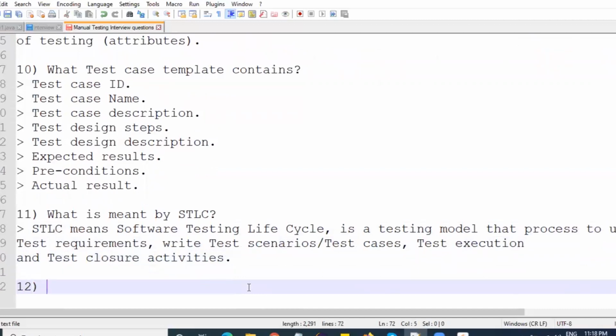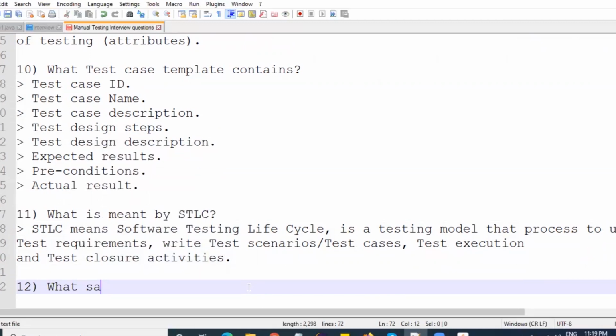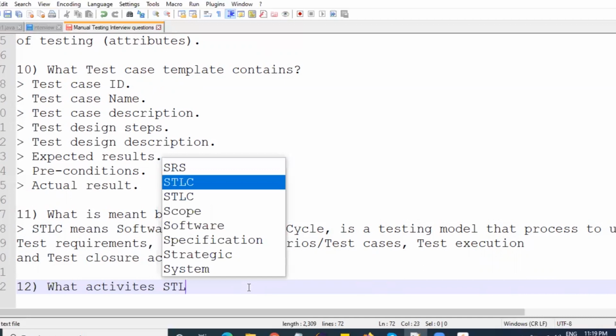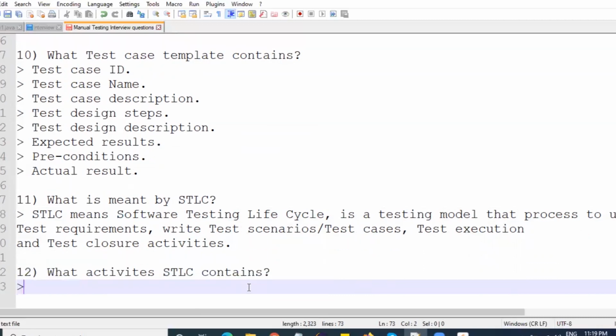The next question is, what activities does STLC contain? I give you interview questions topic wise, so that's why we are focusing only on the STLC part.